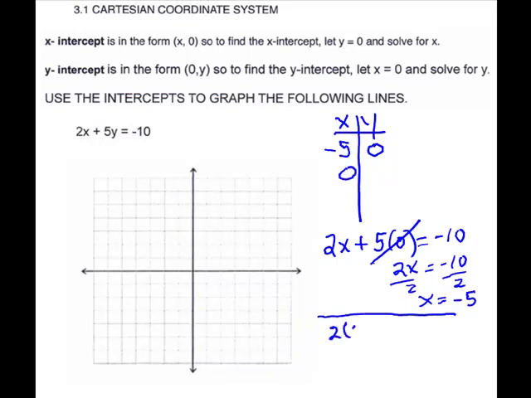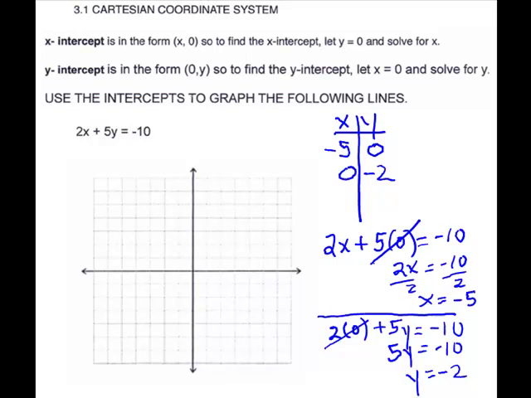So 2 times 0 plus 5y equals negative 10. 2 times 0 will cancel. We have 5y equals negative 10. Divide by 5. I'm just going to go ahead and do it since I'm out of room. 5 into negative 10 will give you a negative 2.